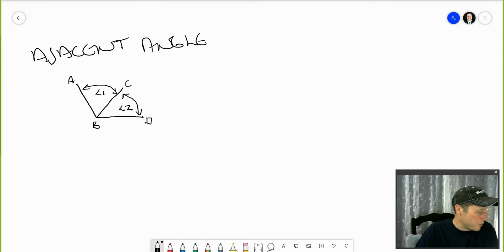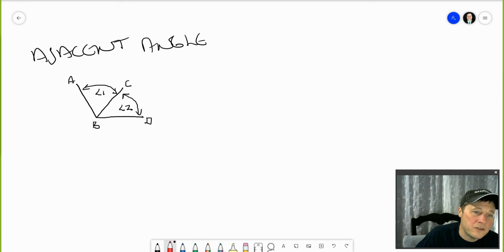All right, so the definition here, an adjacent angle. Two angles are adjacent if they have a common side and a common vertex. Let's analyze this drawing here. We've got angle 1, we have angle 2. Are they adjacent? Do they meet the criteria?